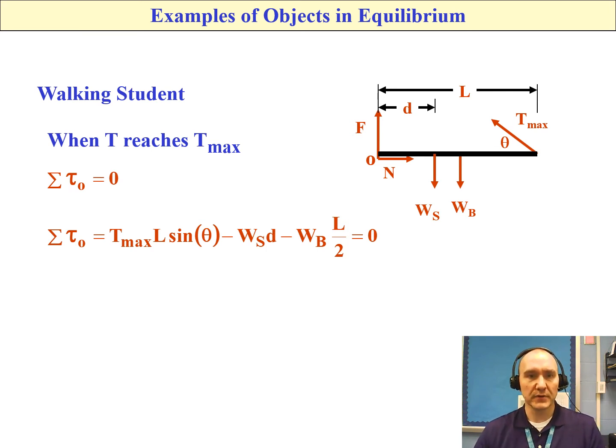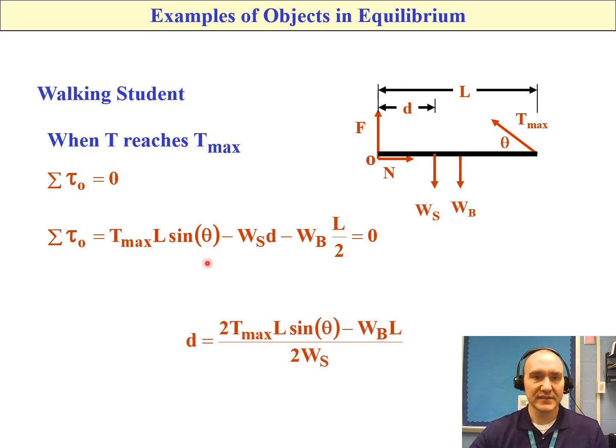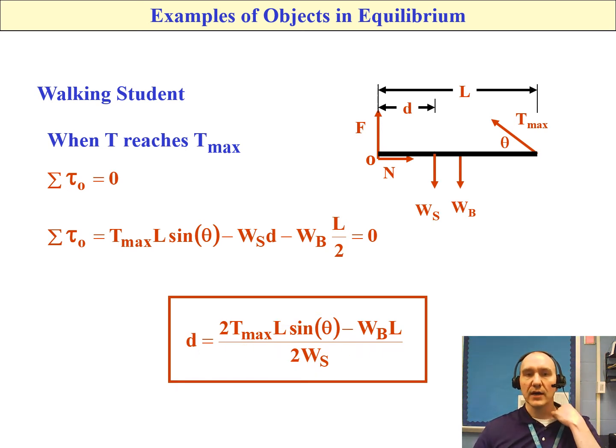So we rearrange this equation, and you can see that we take the student term, that's going to be positive, so we take that to the other side, and we divide by the weight of the student. The 2 is going to come in because basically you're getting a common denominator. You're going to get minus the weight of the board times L divided by 2, and then we multiply by 2 and divide by 2 here as well. So that's going to be the distance that the student can go before the cable is going to break when you plug in those numbers.